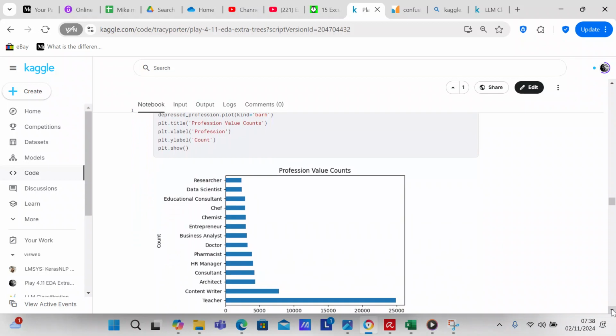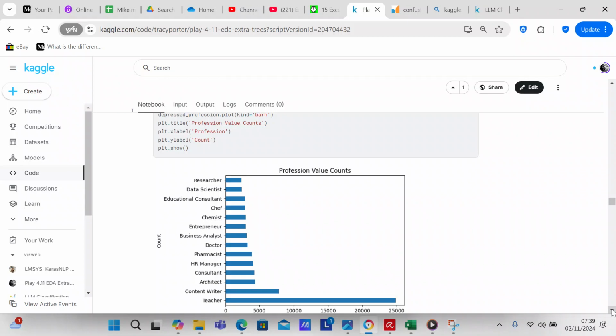But we found out teachers have the highest rate of depression, and beyond that, it's content writer. I don't know why a content writer would be depressed. I don't know if it's because they work alone, in a solitary environment. And then you've got architect, consultant, HR manager, pharmacist, doctor, business analyst, entrepreneur, chemist, chef, educational consultant, data scientist, and researcher. So those are like the 15 top professions that are going to be depressed.